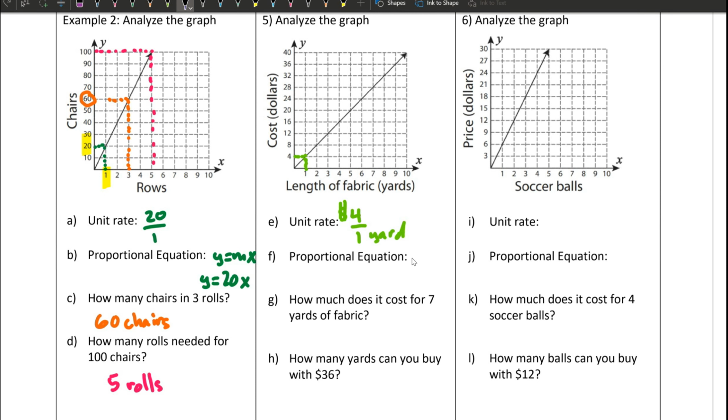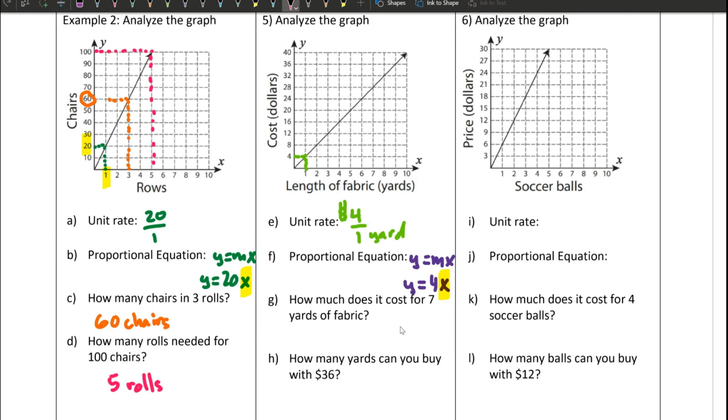The proportional equation is y equal to mx, which means y equal to 4x. Really important: on the test, a lot of students forget to put the x. Make sure y equal to 4x, not y equal to 4. Same thing with the previous one, y equal to 20x, not y equal to 20. Make sure you put the x.